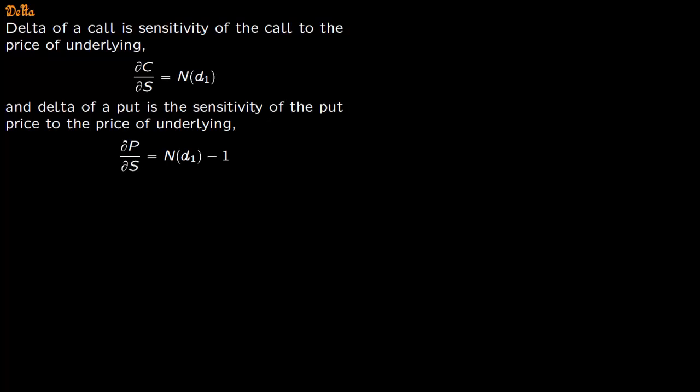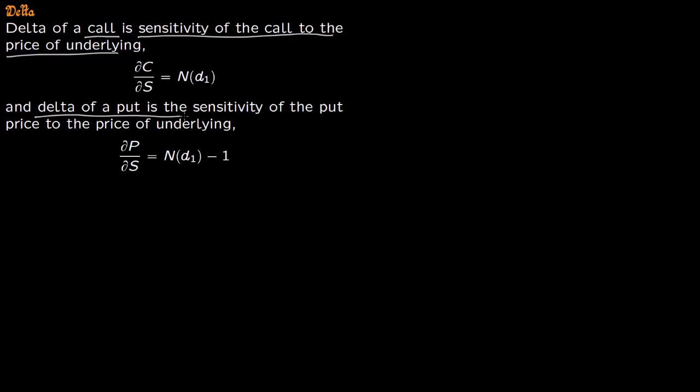So we now talk about the first Greek, delta. Now delta is very important. Delta of a call is the sensitivity of the call price, or the premium you pay to buy the call, to the price of the underlying. So partial of call with respect to the spot price. And if you do this, you just get N(d1).